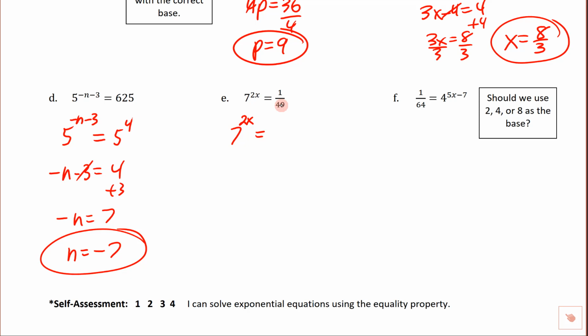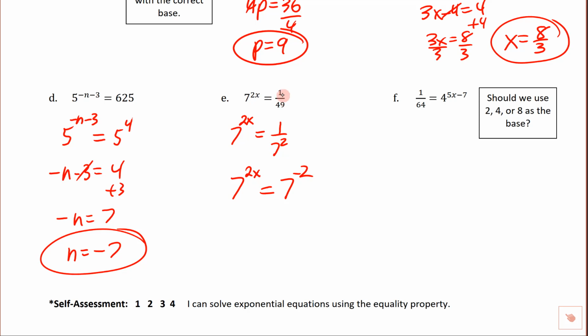So I'm going to write 7 to the 2x on this side, and then I'm going to do this. Now, 49 should look familiar. That's 7 squared. So I'm going to write 7 squared here. And then we can use that property of exponents that says if you move an exponent from top to bottom or bottom to top, it changes the sign of the exponent. Remember, the negative means reciprocal in the exponent.